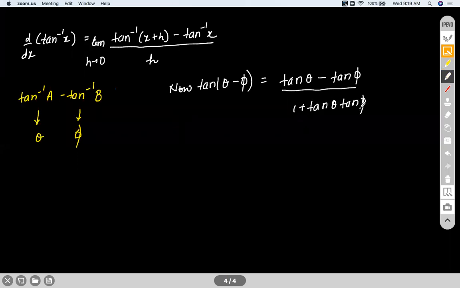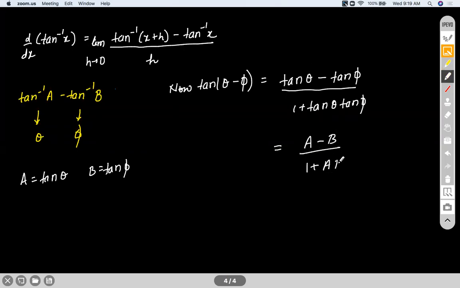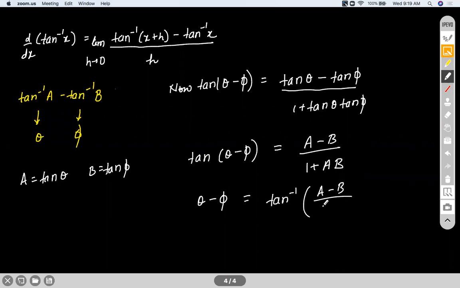Now, if tan inverse A is theta, can I say A is tan theta? Yes, sir. And can I say B is tan phi? Yes, sir. Can I put it over here and write it as (A minus B) by (1 plus AB)? That is equal to tan of (theta minus phi). If you take the tan inverse on both sides, theta minus phi is going to be tan inverse of (A minus B) by (1 plus AB). Correct? Now treat this itself as your theta and treat this itself as your phi.